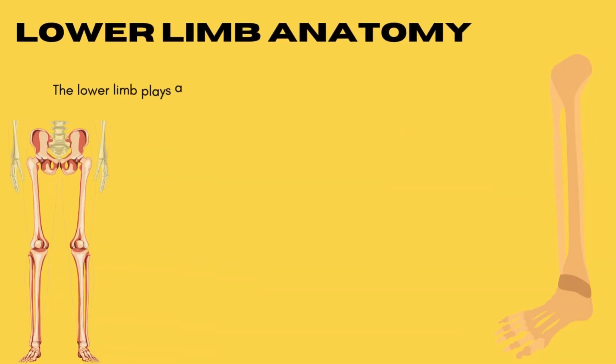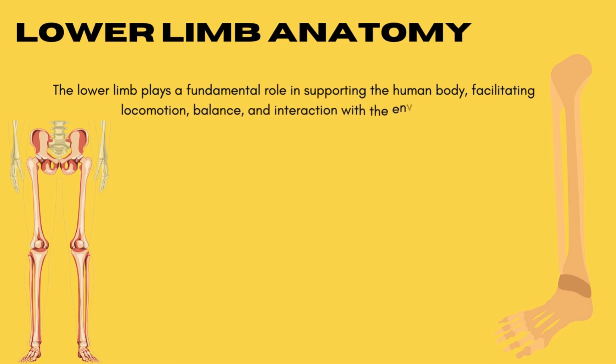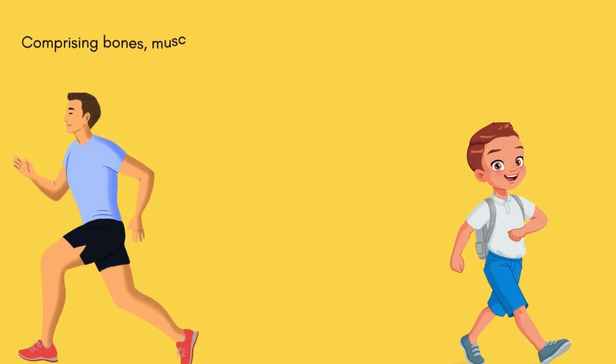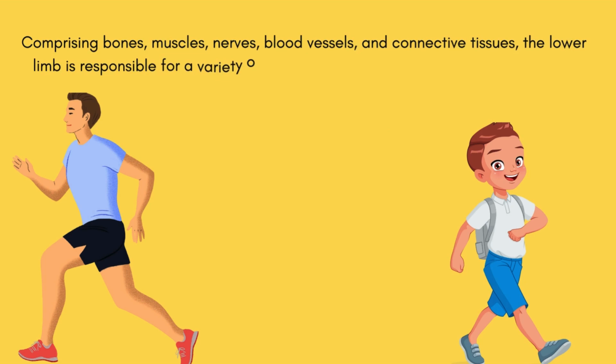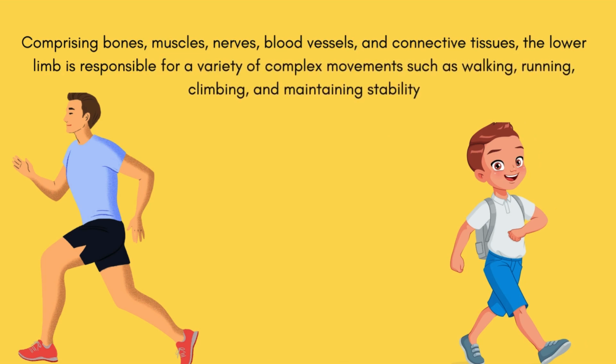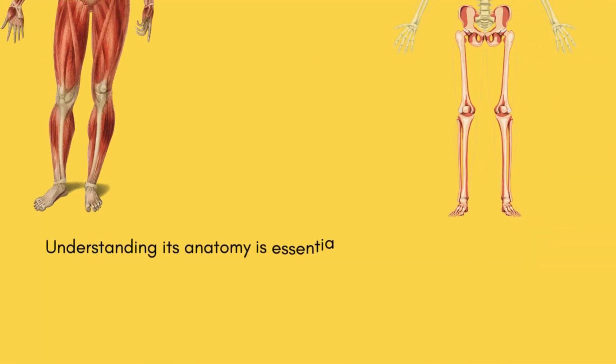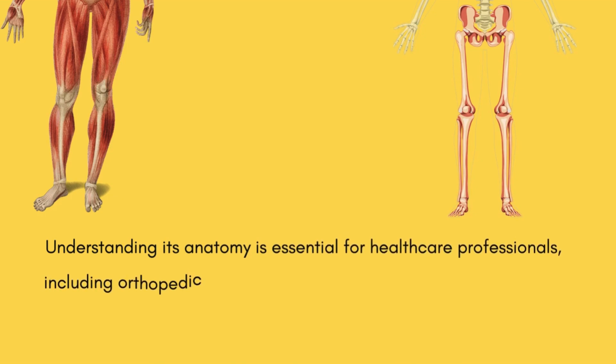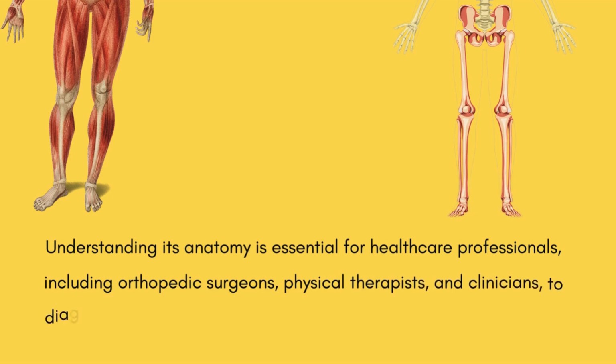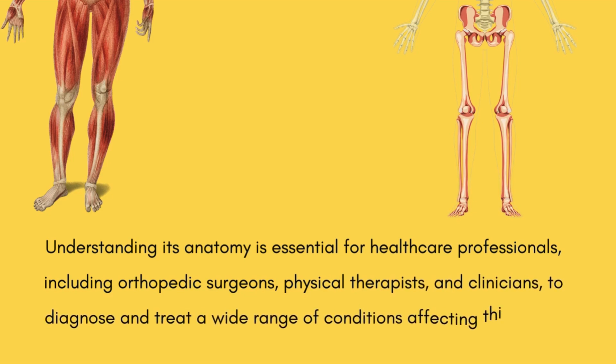Lower limb anatomy. The lower limb plays a fundamental role in supporting the human body, facilitating locomotion, balance, and interaction with the environment. Comprising bones, muscles, nerves, blood vessels, and connective tissues, the lower limb is responsible for a variety of complex movements such as walking, running, climbing, and maintaining stability. Understanding its anatomy is essential for healthcare professionals, including orthopedic surgeons, physical therapists, and clinicians, to diagnose and treat a wide range of conditions affecting this region.